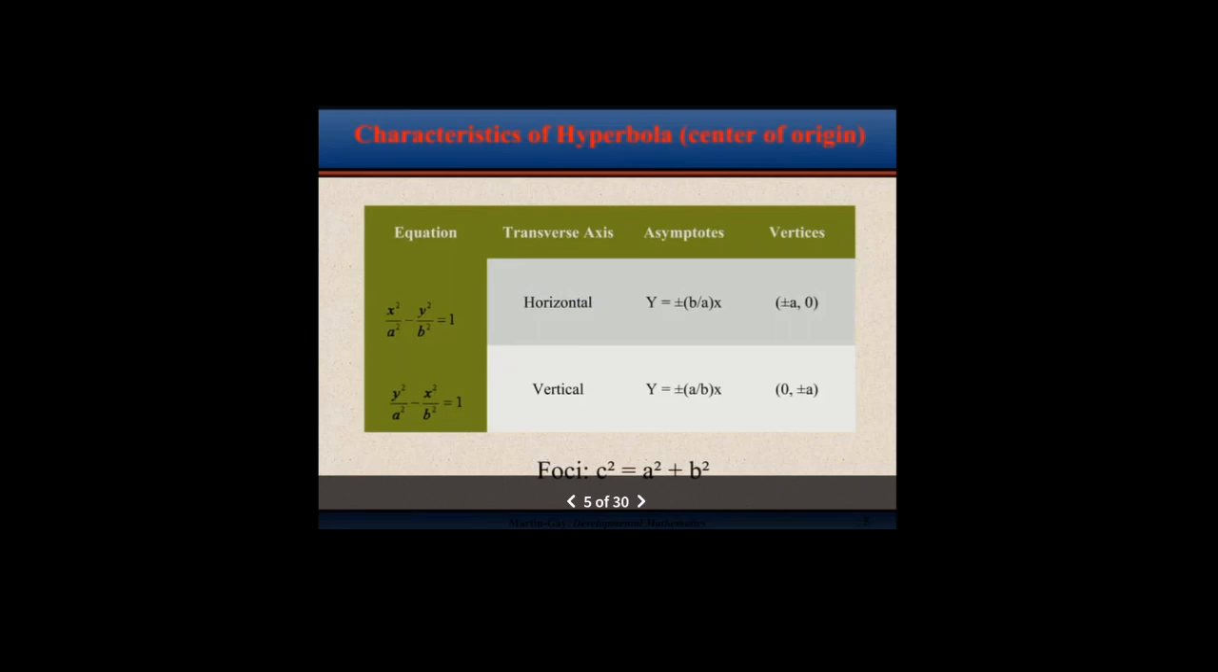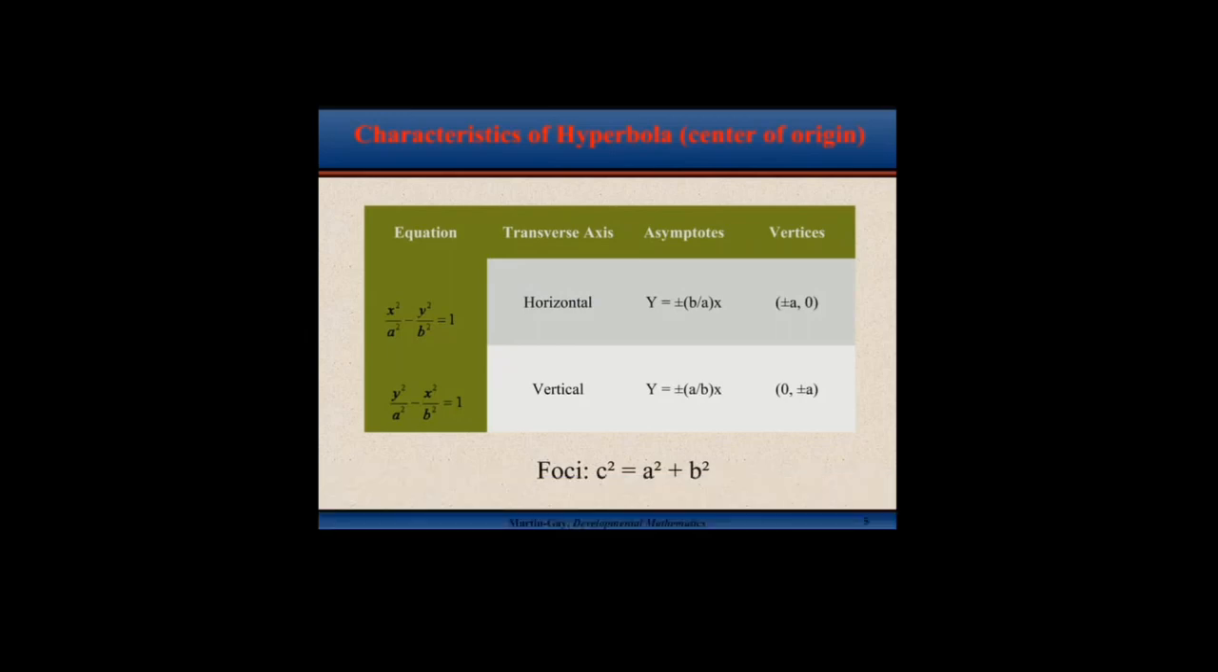Characteristics of a hyperbola with center at the origin. Equation: x squared over a squared minus y squared over b squared is equal to 1. Transverse axis: horizontal. Asymptotes: y is equal to positive negative b over a x, and vertices: positive negative a, 0.